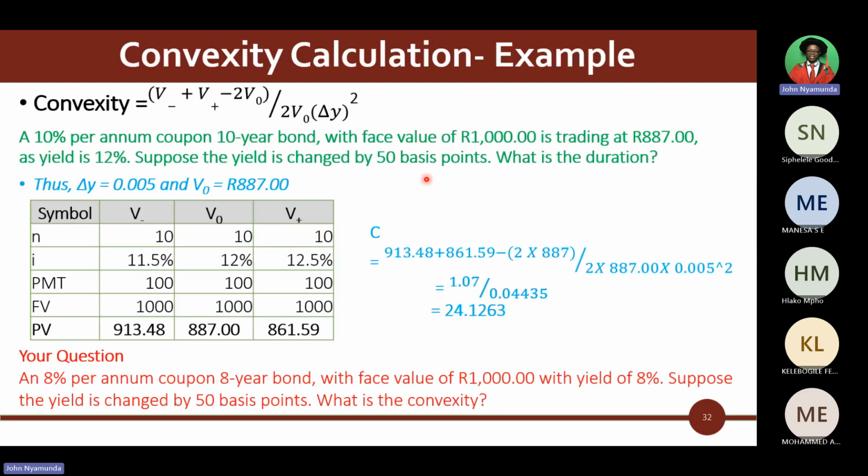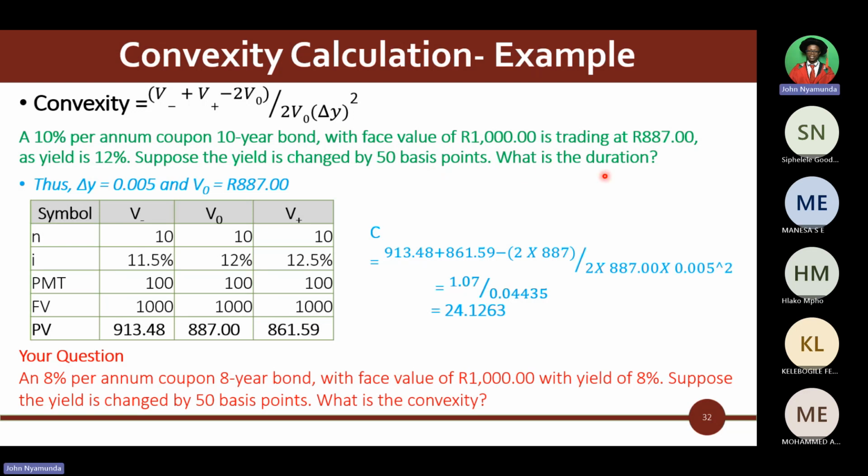Let's do this together. It's what we're doing, only that the formula is slightly different. We still use the same table: a 10% annual coupon 10-year bond, annual, so it's a straightforward calculation, with a face value of 1,000, trading at 887. The yield is 12%. Suppose the yield changes by 50 basis points. Remember, 50 basis points is 0.5%: 50 divided by 100 gives you 0.5%.